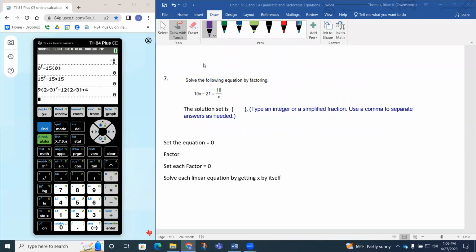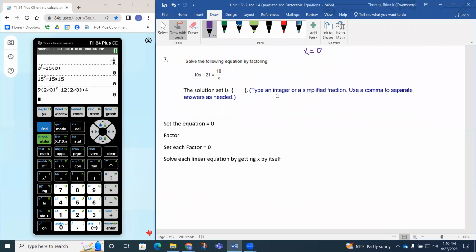So question 7, we want to solve this equation by factoring. Right now, it looks kind of linear. But notice how it has fractions. So remember, if the variable is in the denominator, we have to exclude what makes the denominator equal to 0. The only thing on the denominator is x. So if we set x equal to 0, that's what we have to exclude. If we solve this equation and get 0 as an answer, we have to throw that out.